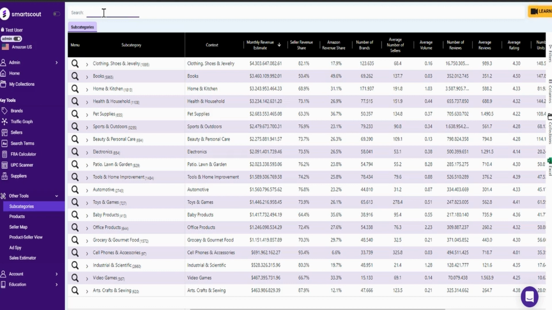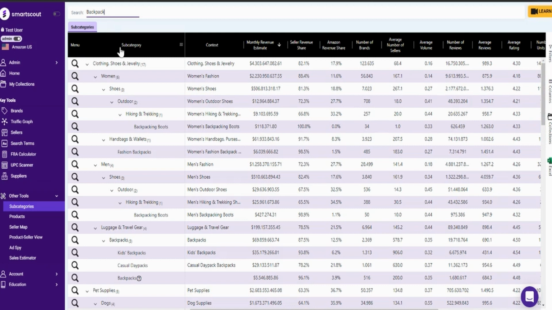Let's do a quick example. If you type backpack, your subcategories are backpacking boots, fashion backpacks, backpacking boots again, backpacks here, and you can see that they all fall into a bunch of different subcategory nodes. There are three main takeaways that you can use from each category. You can see the top competing brands, the top competing products, and you can compare how this category has done over the last 2 years.